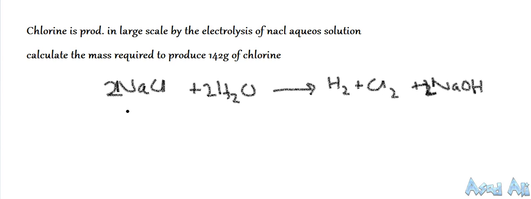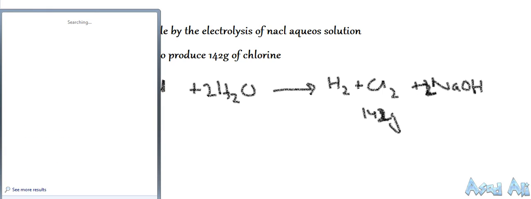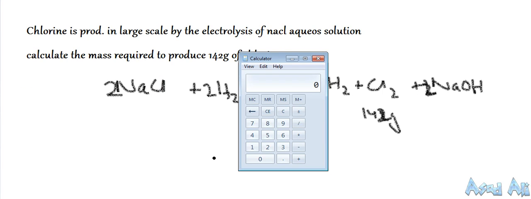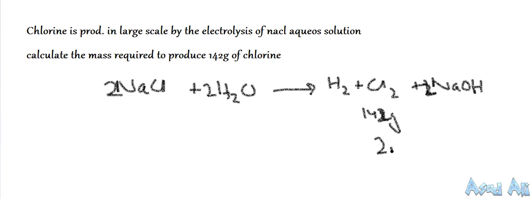Now, how to calculate? First of all, we have to find out 142 gram of chlorine is required. Now we first find out its mole. The mole of chlorine can be found by dividing the mass with its molecular mass. Dividing by 71 gives 2. So there are 2 moles. We have to produce 2 mole of chlorine.